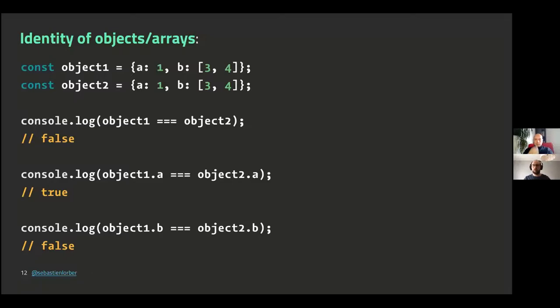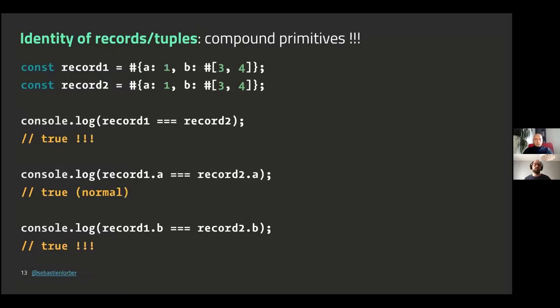If you look at records and tuples, we can check the exact same behavior and we see there is a difference. So let's see what happens for records and tuples. This time we are creating records and tuples instead of objects and arrays. And you can see that if one record is deeply equal to another, then the two records become strictly equal regarding the triple equal operator because somehow the records are compound primitives. So if they have exactly the same values, they are always equal.